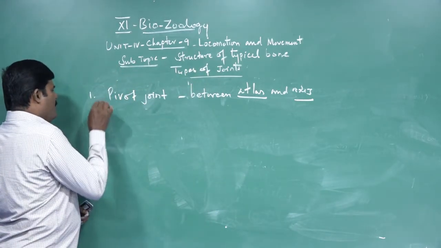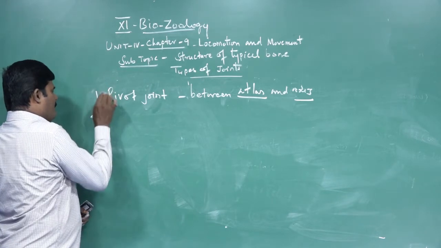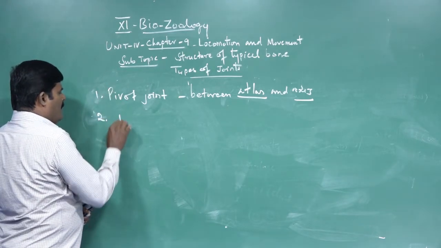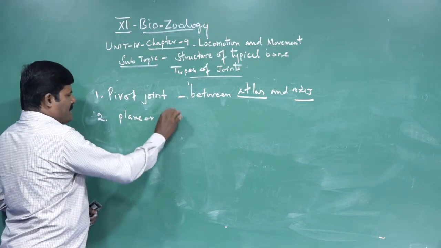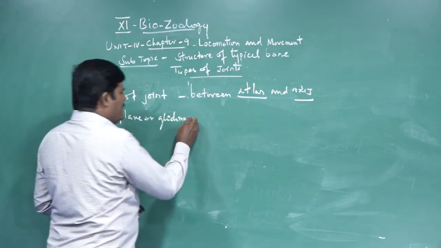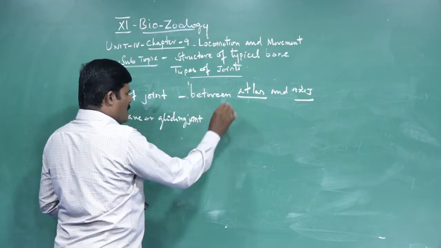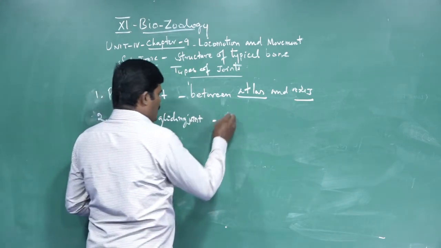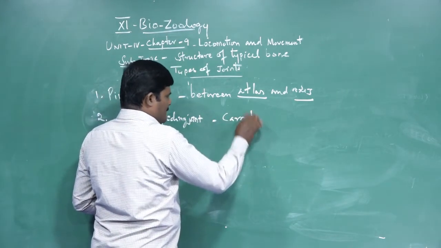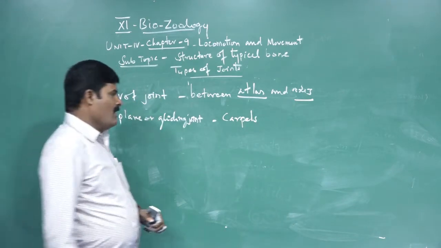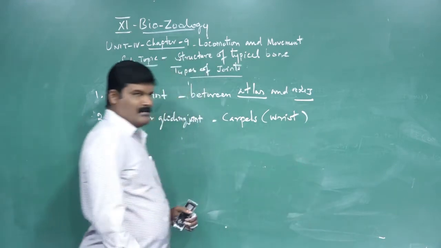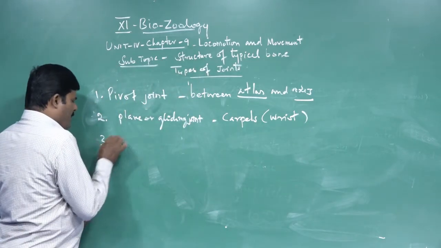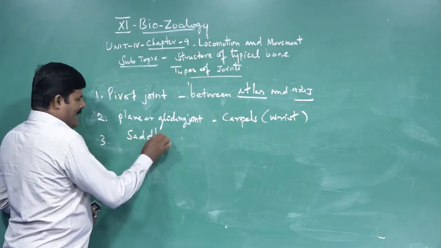The second type of joint is the plane or gliding joint. Gliding joint means it allows the movement. For example, the bones of the carpals. Carpals are otherwise called the wrist bones. The third type of joint is the saddle joint.